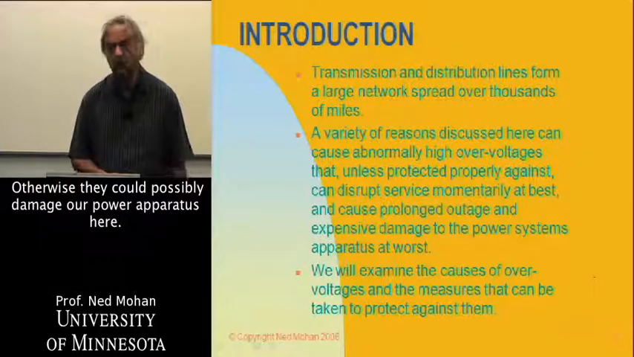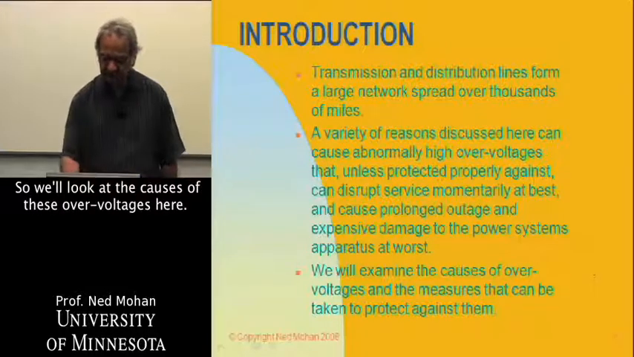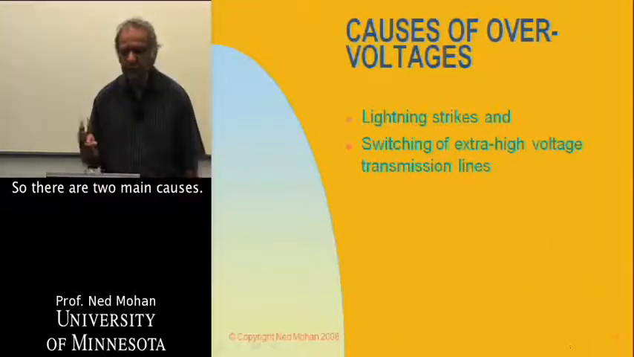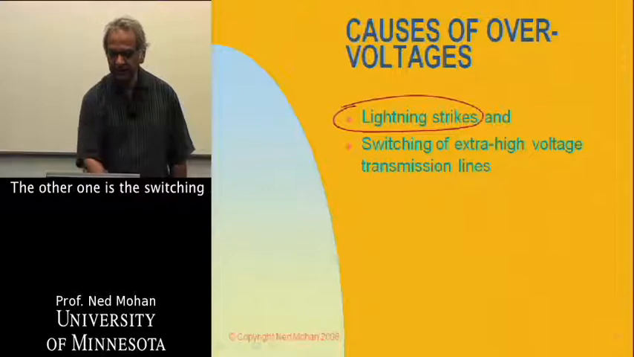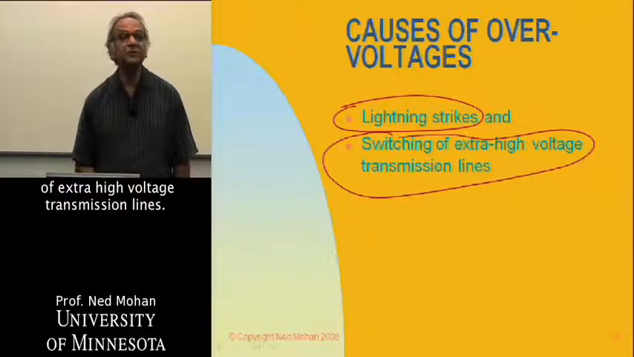Otherwise, they could possibly damage our power apparatus here. So we will look at the causes of these over voltages here. So there are two main causes. One is this lightning strike here. The other one is switching of extra high voltage transmission lines.